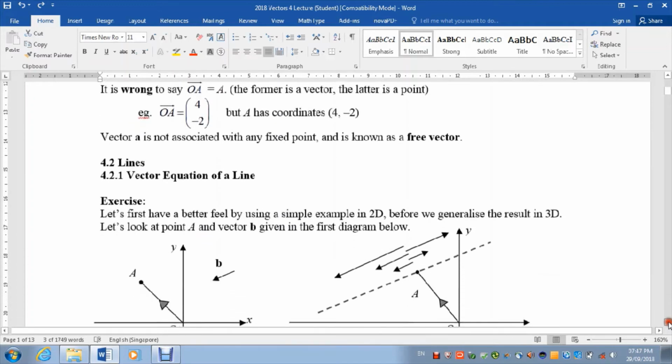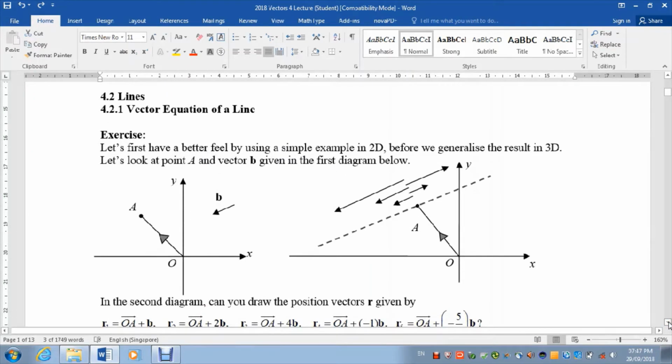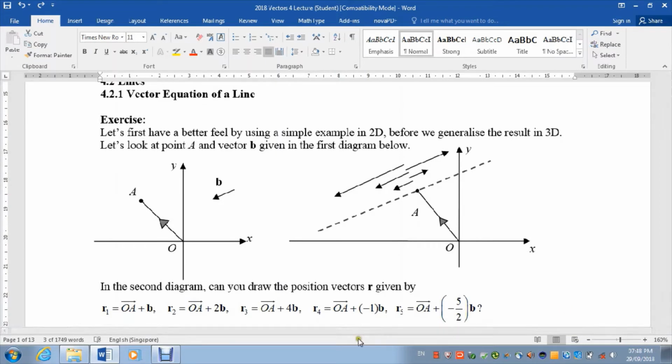Alright, so maybe before I introduce to you the vector equation of a line, let's try to do a simple exercise. Now suppose I have a position vector of A, OA over here, and I have a free vector B. Now, where do you think are these vectors R1, R2, R3, R4, R5? So let's do a quick exercise. So now, where is vector R1?